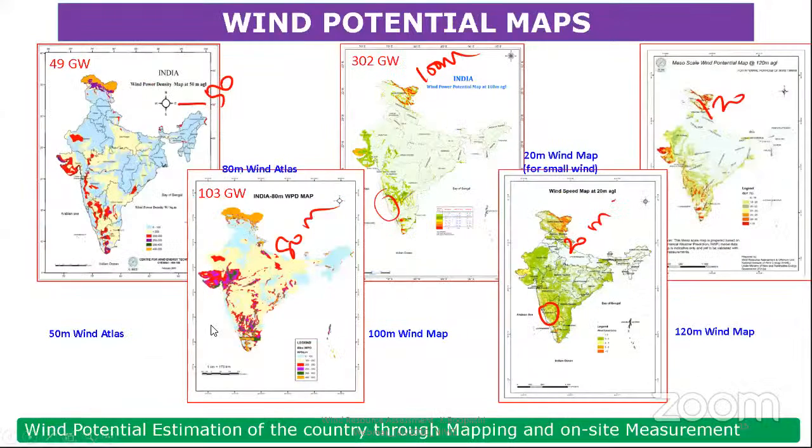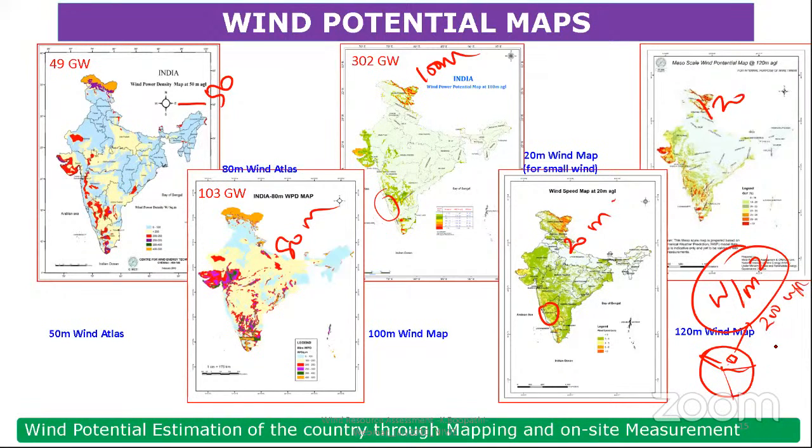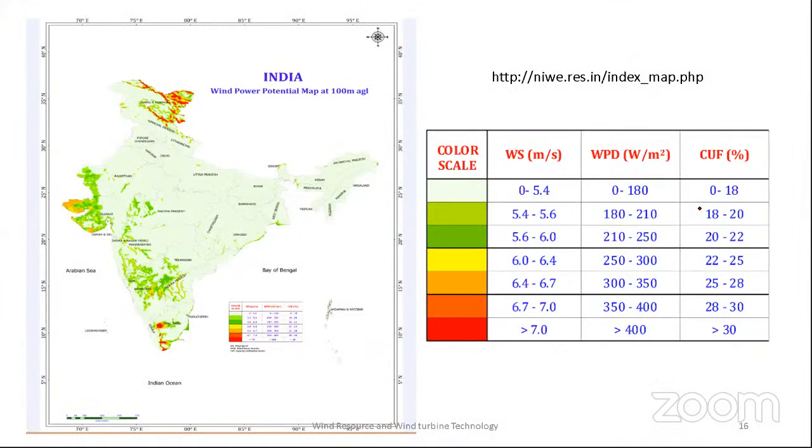Yes, sir. So this is the way, right? 120 meter, 100 meter level. What it gives information about is the indicative potential, in terms of watt per square meter. It means per square meter of rotor area. This is the rotor area per square meter. What is the potential? It may be 200 watt per square meter, or it may be 500 watt per square meter. Each color code indicates the potential. For example, this is the 100-meter map.